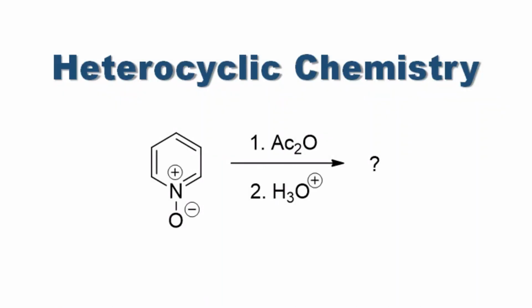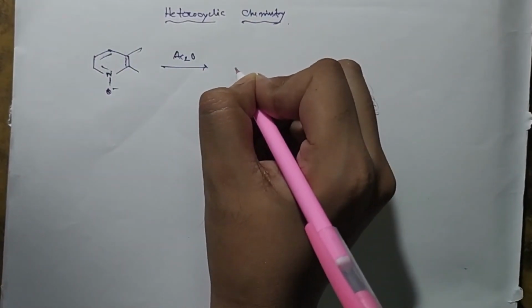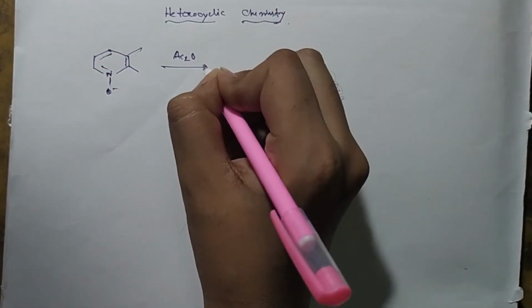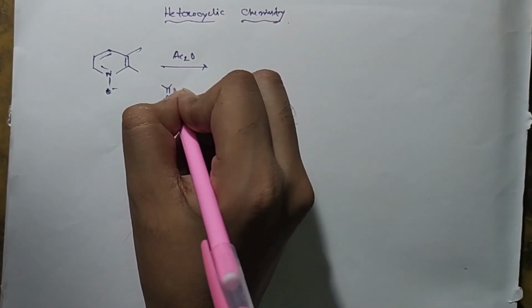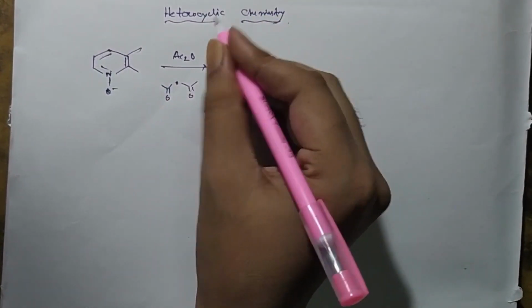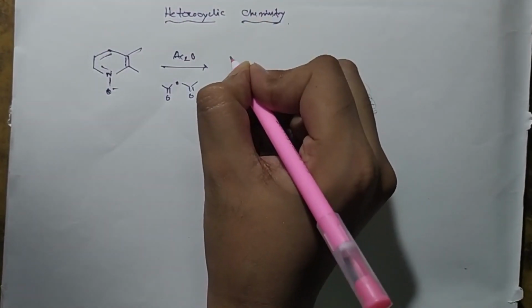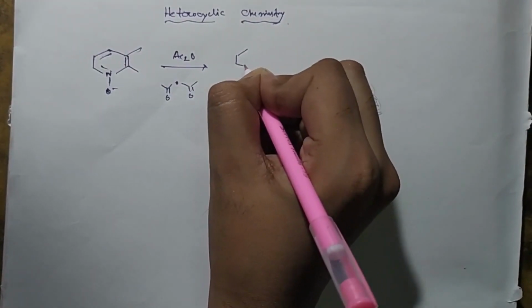So let's start. This problem is very common in CSIR NET or GATE exams. It has appeared many times in both exams, or even in IIT JAM also. At first the acidic anhydride reacts with substituted N-oxide. What happens is that the O- of the N-oxide attacks the carbonyl of the acidic anhydride. So the oxygen of the N-oxide is just acetylated and acetic acid cleaves as a leaving group.